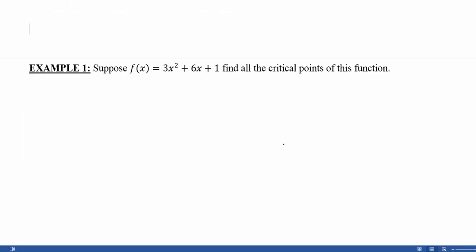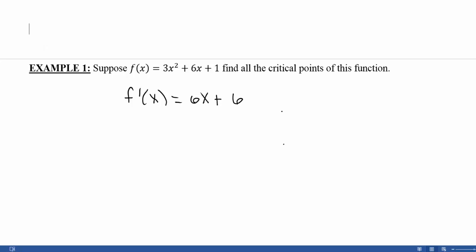Suppose f of x equals 3x squared plus 6x plus 1. Find all the critical points of this function. So again, to find a critical point, we're interested in where the first derivative equals 0 or where the first derivative is undefined. So my first step whenever I'm looking for critical points is to find the first derivative of the function if I don't already have it. So here, when calculating my first derivative, I'm going to use my power rule. So the derivative of 3x squared is 6x, and the derivative of 6x is 6. The derivative of 1 is 0 because 1 is a constant.